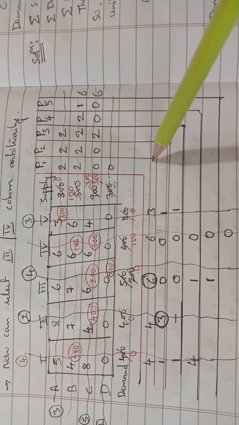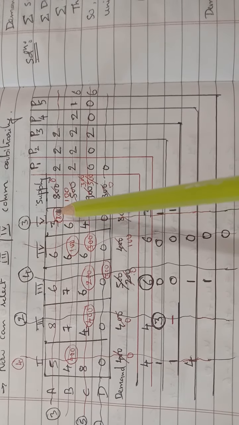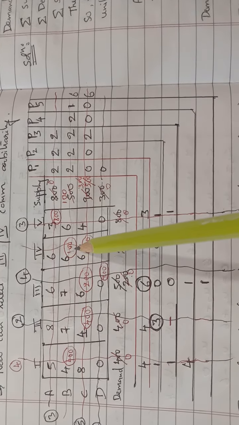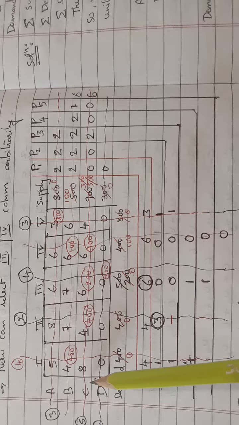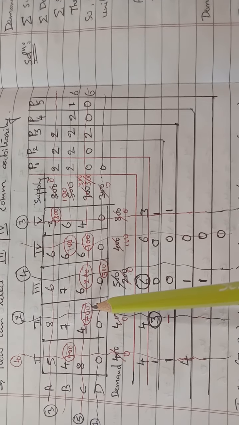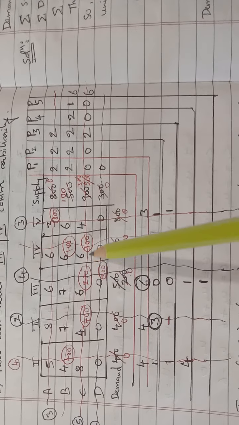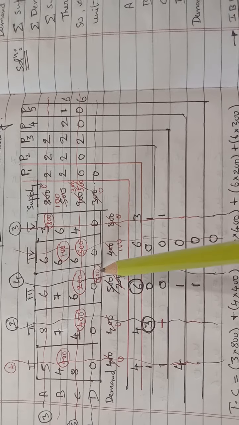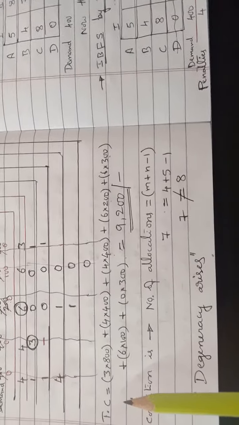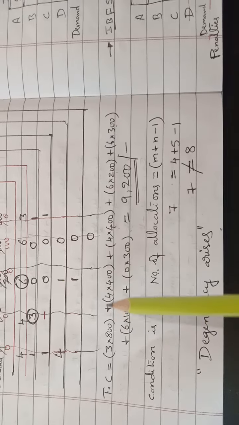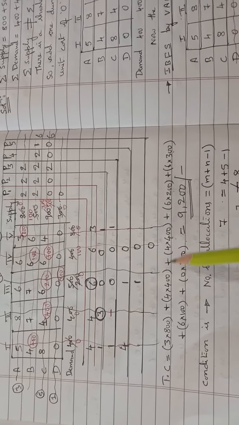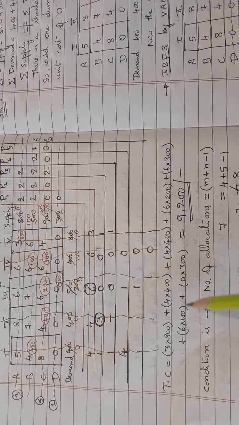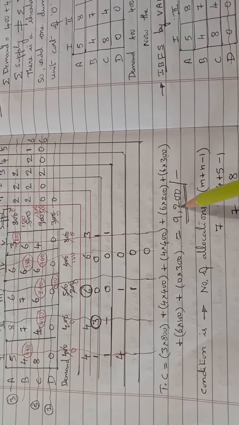Here the allocations are: in the first row, for the 3, 800 is allocated; in the second row, for the 4, 400, and for the 6, 100 is allocated; in the C row, for a 4, 400 is allocated, for a 6, 200 is allocated, and for another 6, 300 is allocated; and in the fourth row, for the 0, 300 is allocated. So the total transportation cost is 3 into 800 plus 4 into 400 plus 4 into 400 plus 6 into 200 plus 6 into 300 plus 6 into 100 plus 0 into 300, so you get 9300.